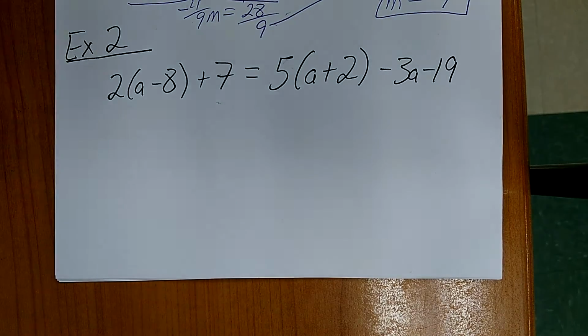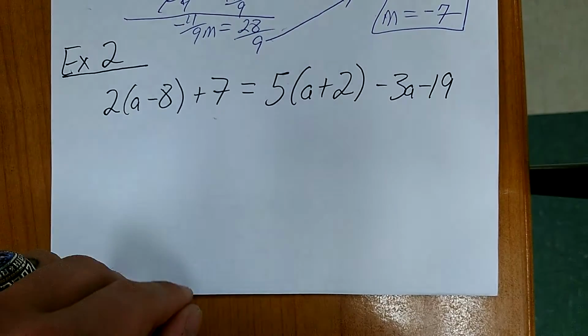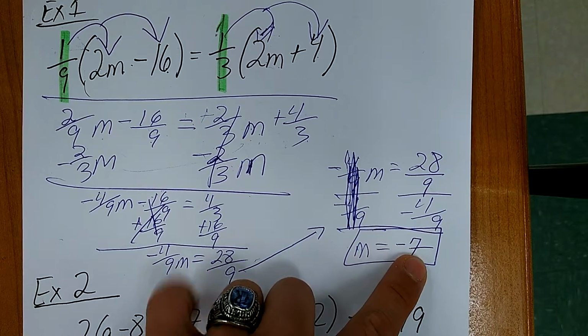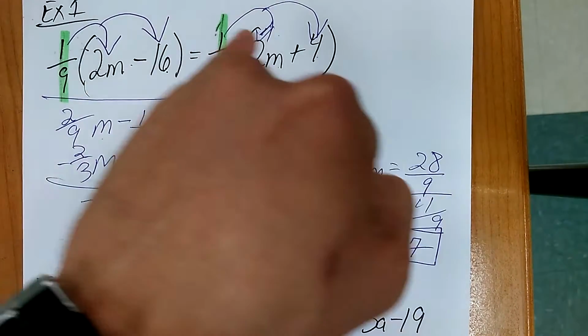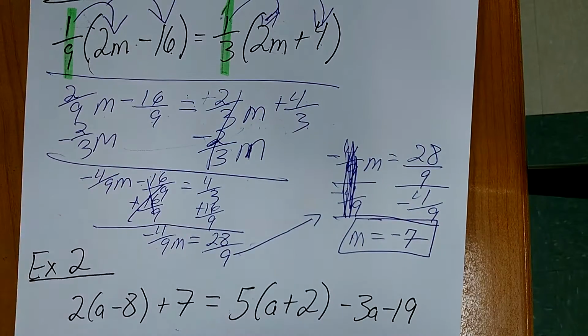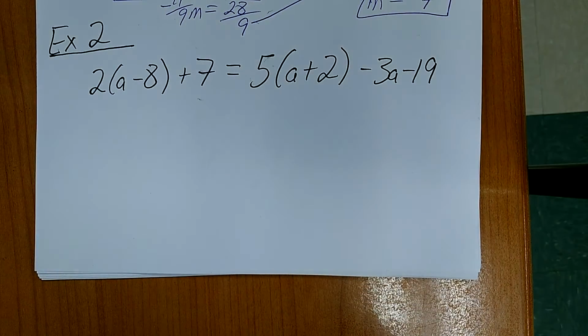Alright guys, welcome back. Hopefully, before you started watching this video, you took this solution of m equals -7, plugged it into the original equation, and saw to make sure they were equal. So let me know how that goes, and for now I'm going to move on to this problem right here.